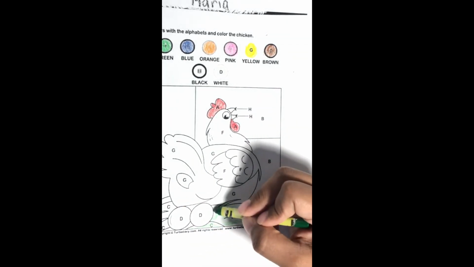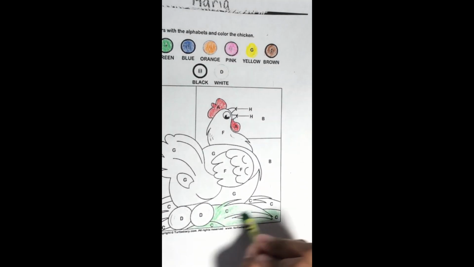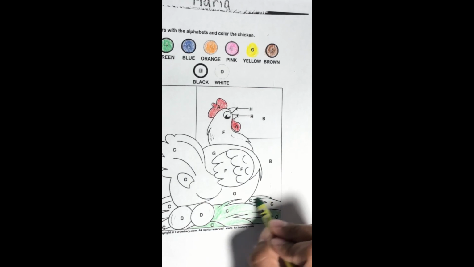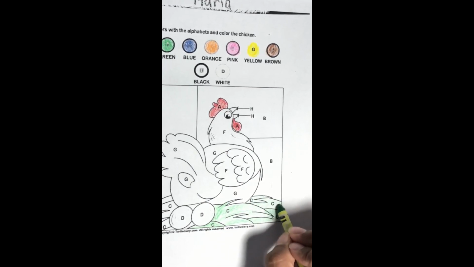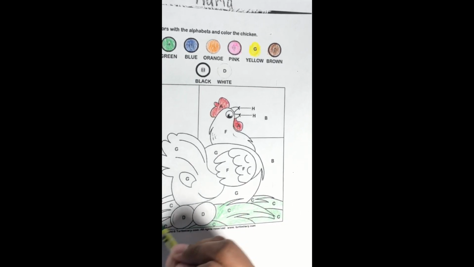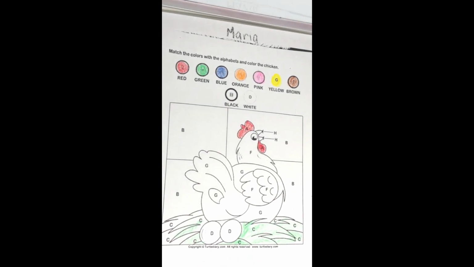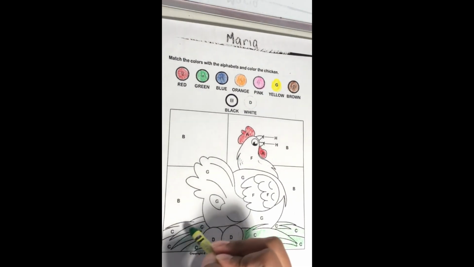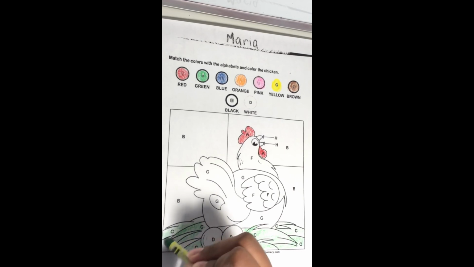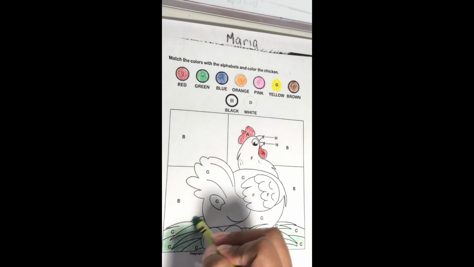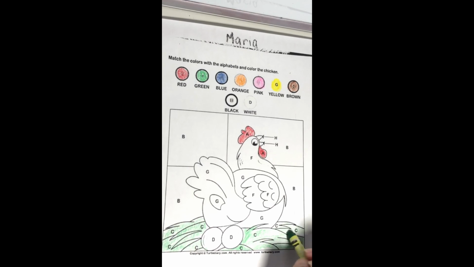Pay attention to where you're coloring because you don't want to go and jump into a different letter. Because remember, each letter is a color. Okay, good job. So now we're moving on to our next color. Now, don't forget to put your crayons back in the box once you're done, so you don't lose them.